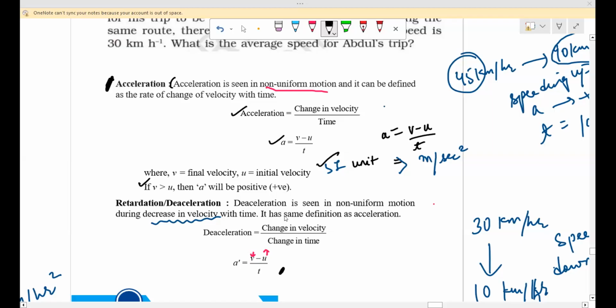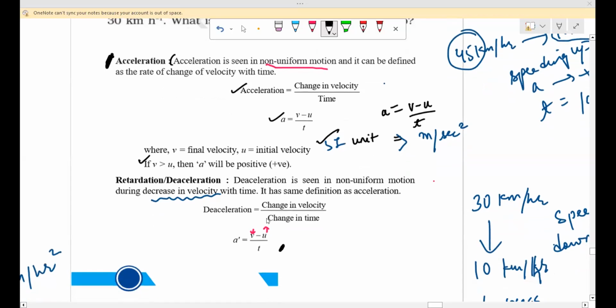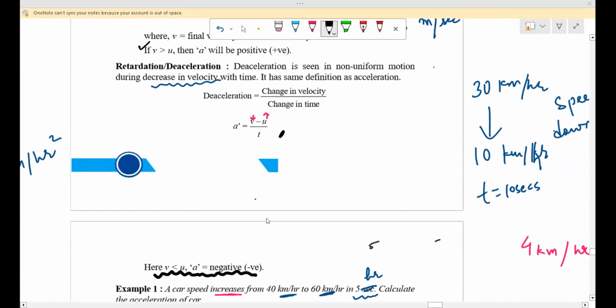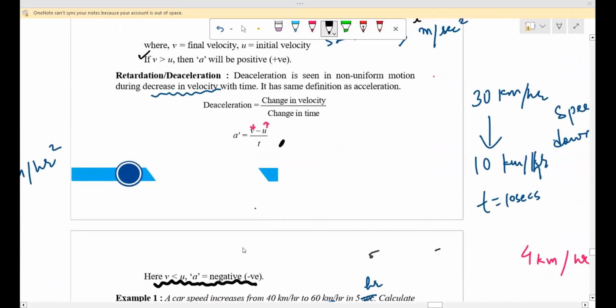Should I wait for you to write the deceleration explanation? You have written this SI unit as well, that is meter per second square. This part you have also written, right? And this one, what about this one? V is greater than U. Yes, ma'am. Okay. Write the deceleration one, then I'll explain both. This point you have to write, child: V is lesser than U, A is negative. Okay? The last one, underline it. Okay, ma'am.